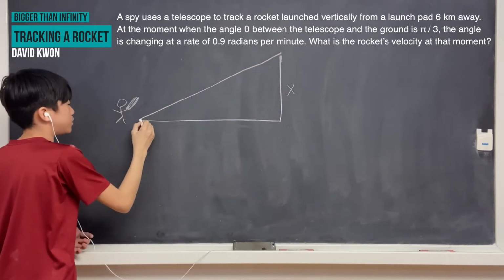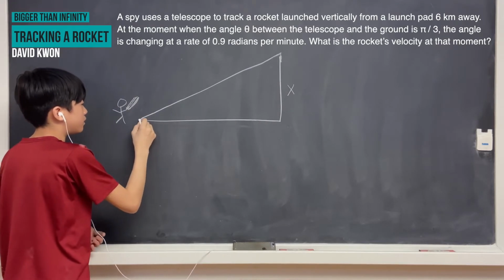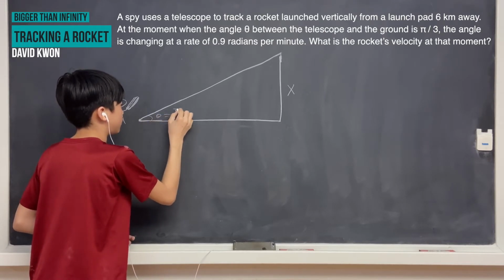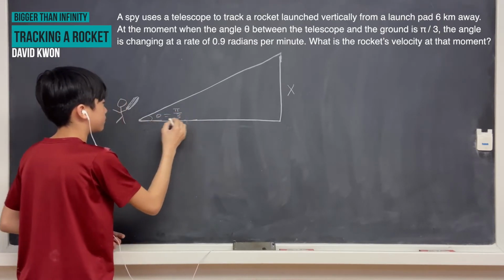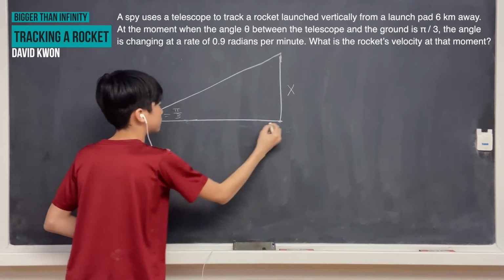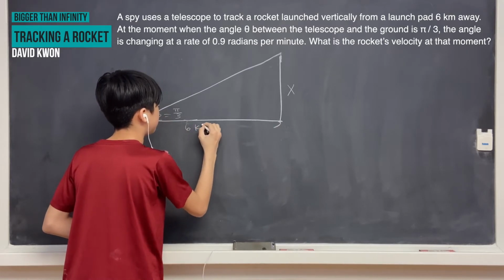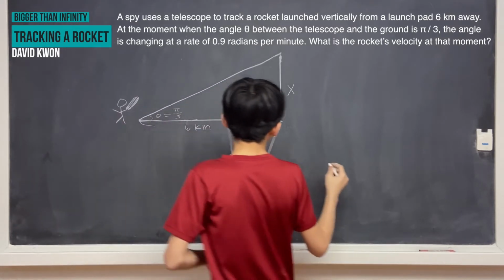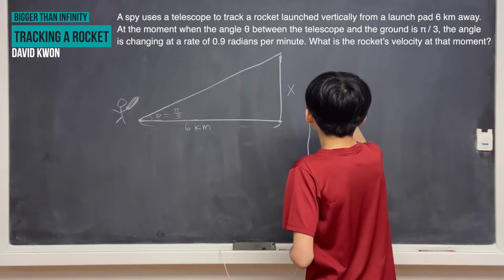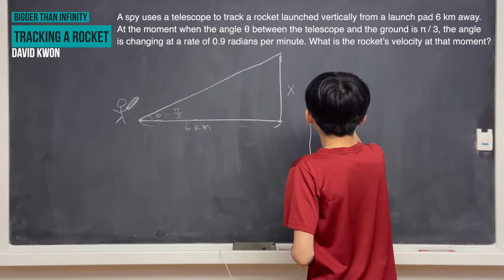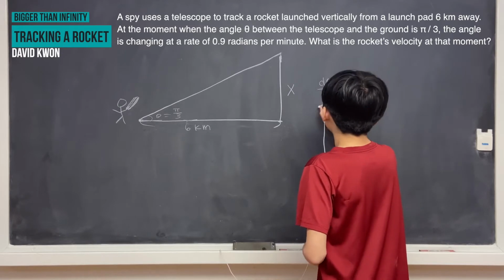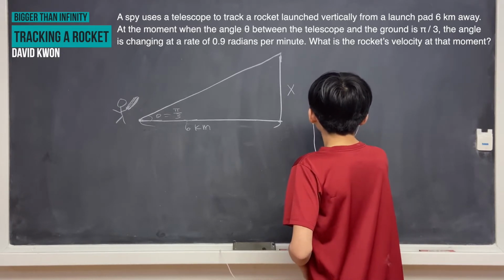The angle between the telescope and the ground is pi over 3, and the distance between the telescope and the rocket is 6 kilometers. The rate of change of the angle, d theta over dt, is equal to 0.9. And we are trying to solve for dx over dt.